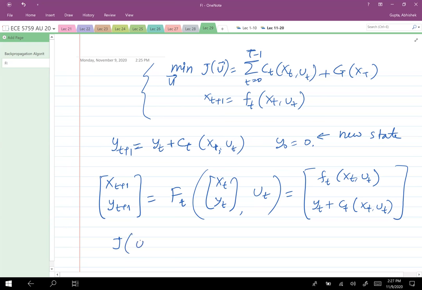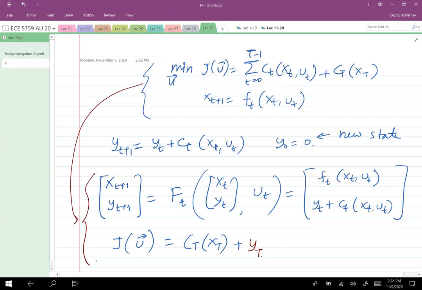And then what is my J of U? What is this equal to? So of course I have C_T of x_T, and then I have the summation of all the cost. What can I replace it by? Remember that this new state that we have added, y_t, is accruing all the cost that has been spent so far. So what should I add to the cost function for this new system? If I just add y_T, then I recover this problem. These two problems are equivalent.